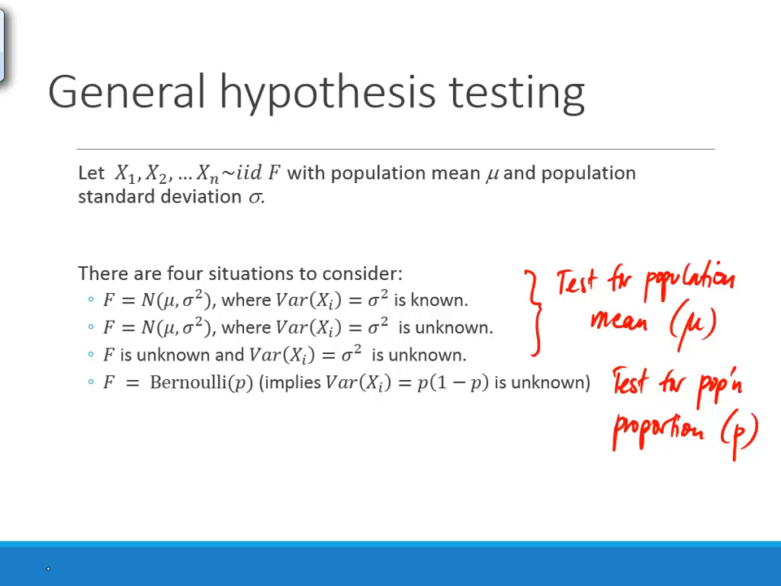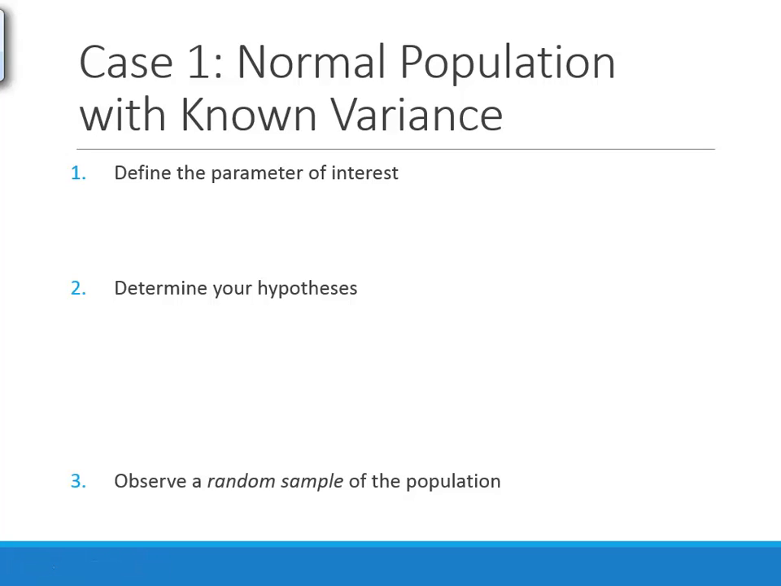Okay, so let's look at this first situation, where we're looking at a normal distribution where the variance is known. Remember, we have these general steps to go through to formulate our strategy for these hypothesis tests. Our parameter of interest here is again mu, which is the population mean.